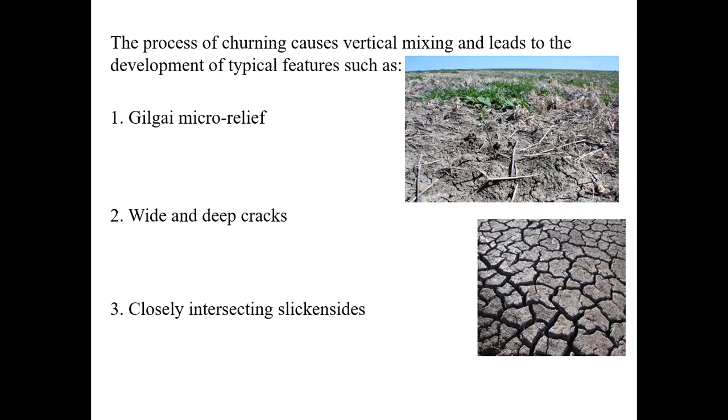During this process, we can see three different features. What are those? Gilgai micro relief, you can see some micro relief. There will be wide cracks, and also closely intersecting slickensides. You can see some slickensides. So these are the three different characteristics we can identify in black cotton soil. Remember, students, these are typical characters for black cotton soils: Gilgai micro relief, wide deep cracks, and closely intersecting slickensides.